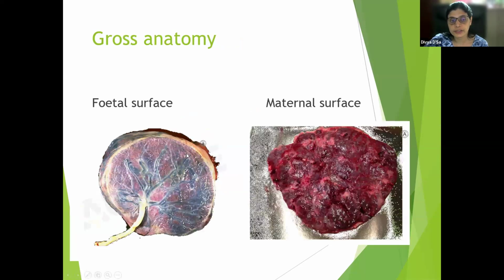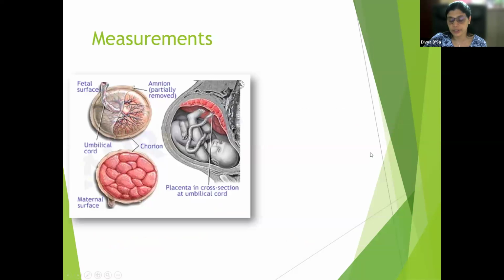So this is how the fetal surface will look. It will be glistening and shiny with the membrane. This is the amnion, we say. Whereas on this surface here, you can see many lobules. Normally there will be about 15 to 20 cotyledons. These lobules are also called cotyledons. So it will have that many.